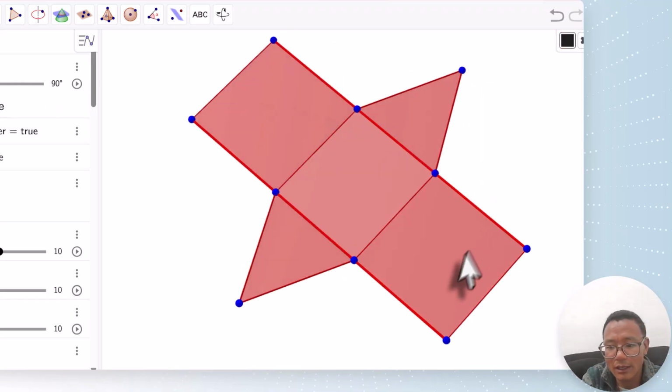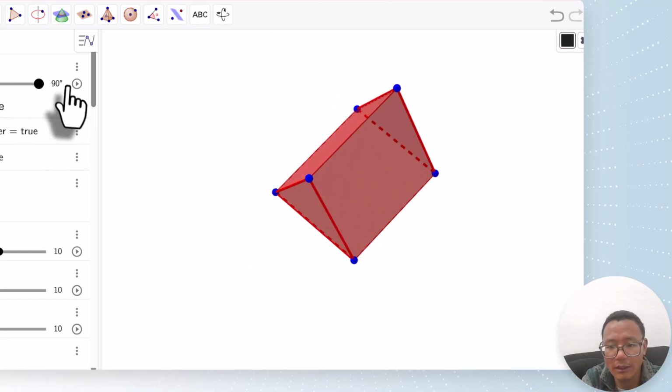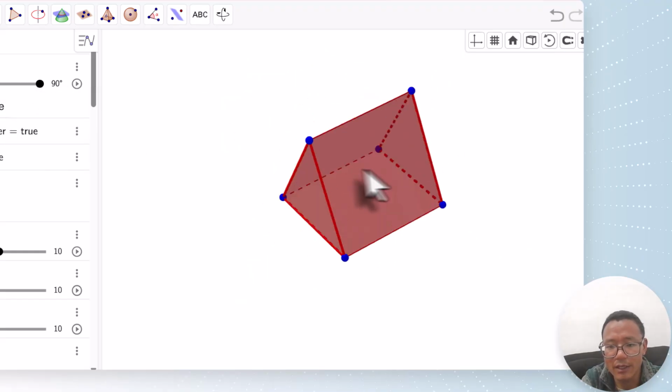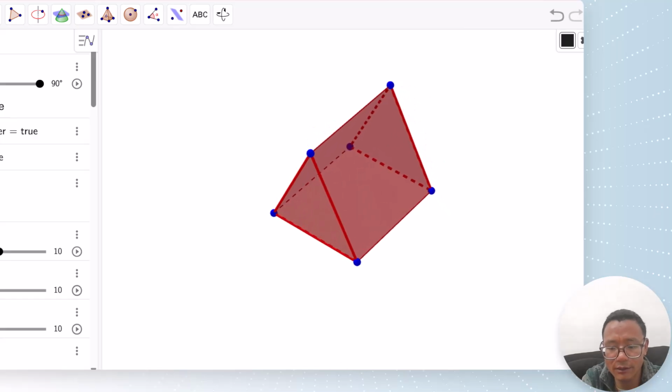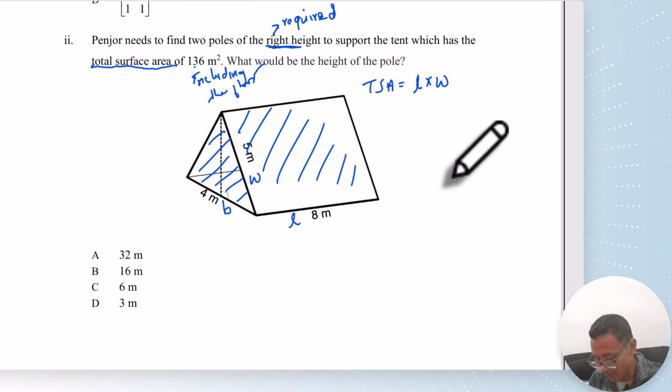Both are rectangles, but the same, so we can directly say you can directly multiply by 2, because the rectangles are the same, plus the triangle. Again, for the triangle, what's the formula of the triangle?